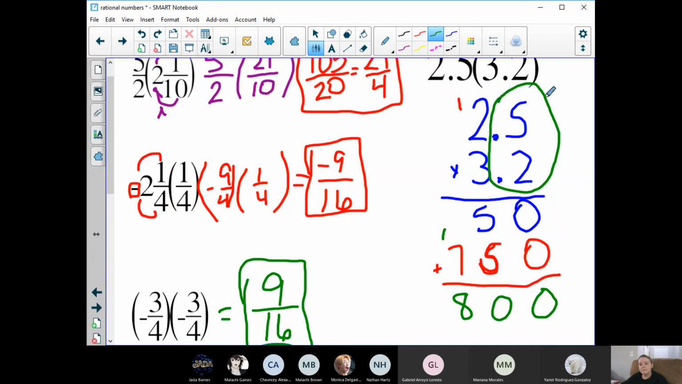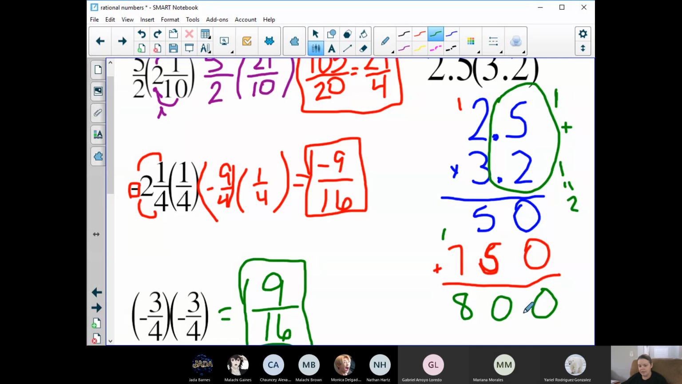Okay. So I have 1 here. In 3.2, how many numbers are behind the decimal? So if I have 1 in the first number and 1 in the second number, how many numbers behind the decimal are there altogether? Right. So that's going to equal 2. 1 plus 1 equals 2. So in my answer, I need to have 2 numbers behind the decimal.